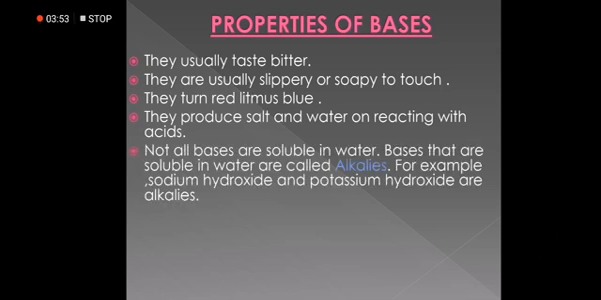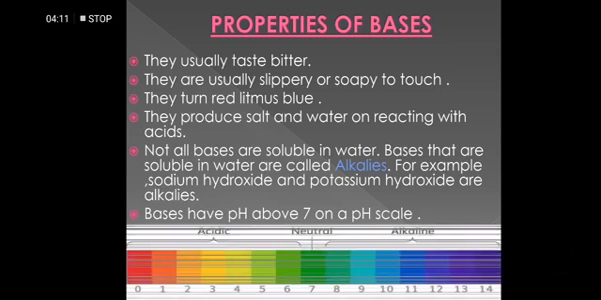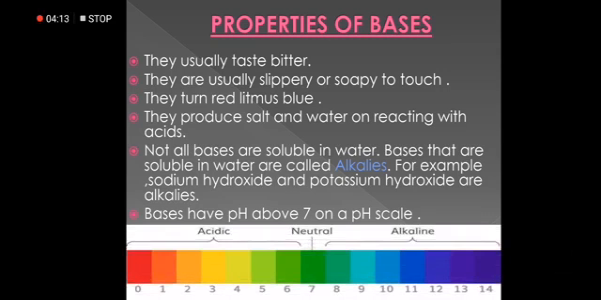All the bases are not soluble in water. Bases that are soluble in water are called alkalis. Some examples of alkaline substances are sodium hydroxide, potassium hydroxide. Bases have pH above 7 on a pH scale. If you all remember, we had discussed about this scale when we were discussing about acids in the previous session.